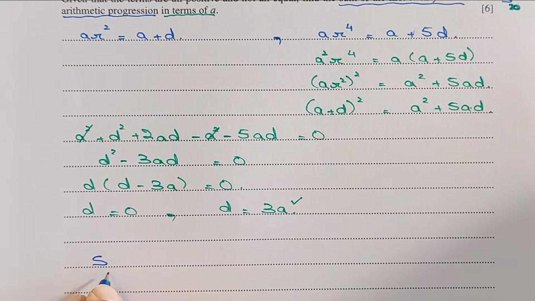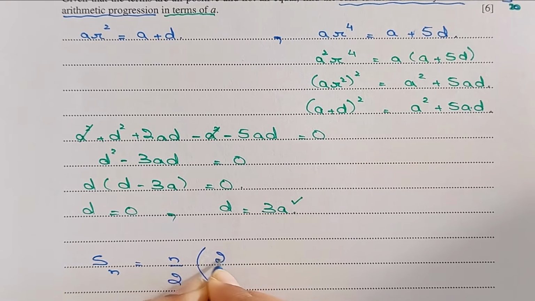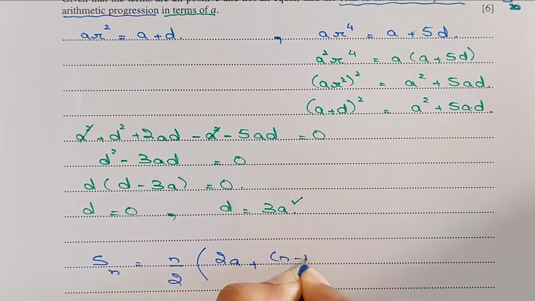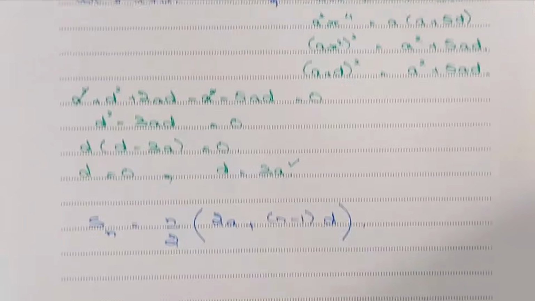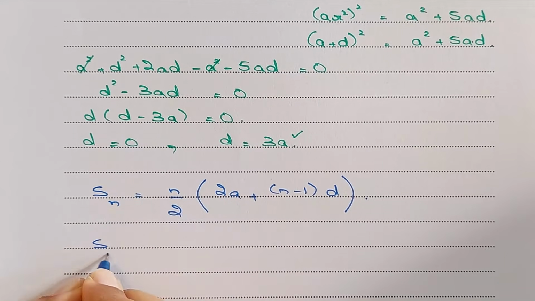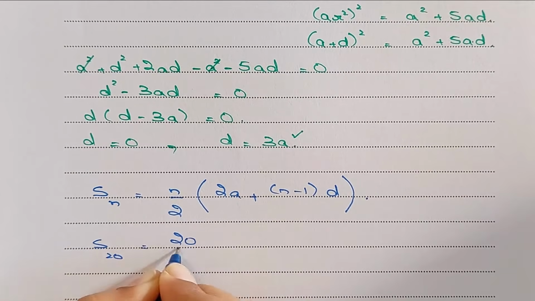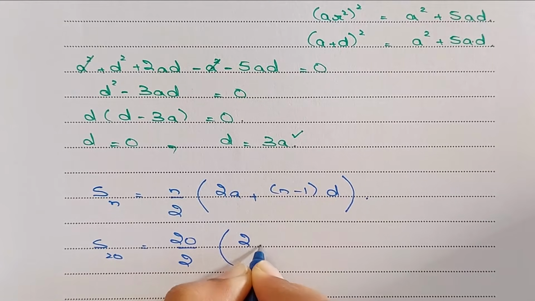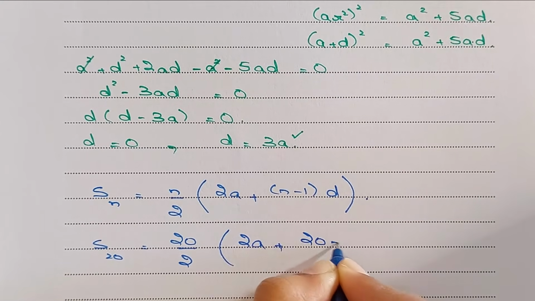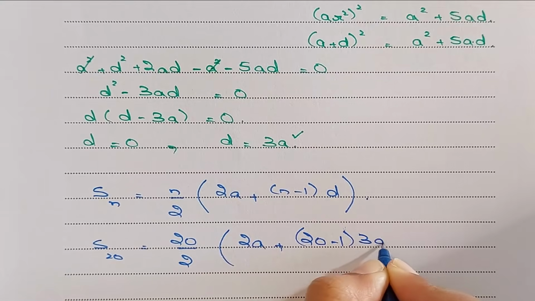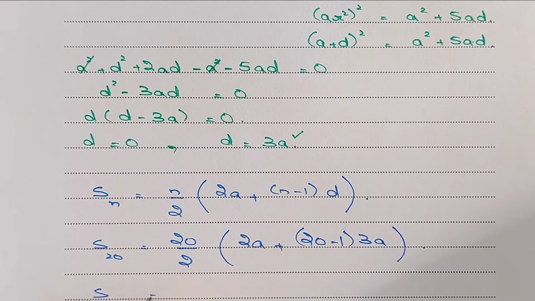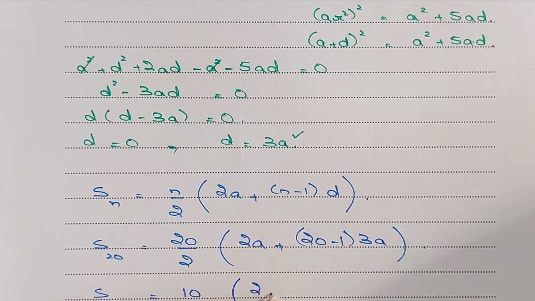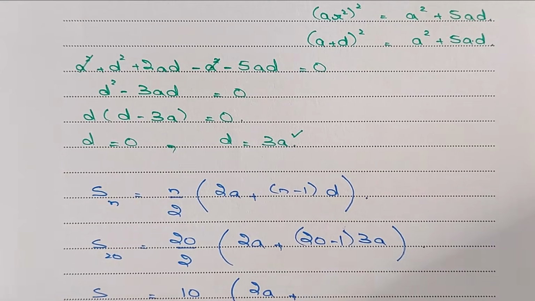So its formula is S_n equals n by 2 into 2a plus (n minus 1) into d. Right, so n is 20 and d is 3a. Now let me substitute. This is equal to 20 by 2, into 2a plus (20 minus 1) times d, and d is 3a. Right, so here we have S20 equals 10 into 2a plus 19 times 3.